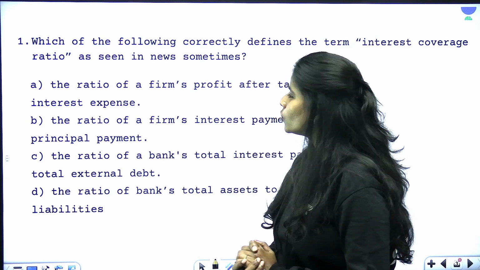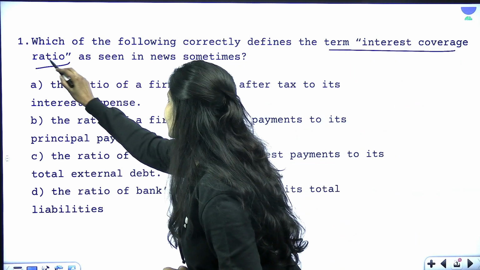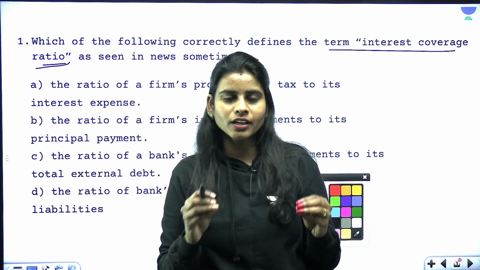Which one of the following correctly defines the term interest coverage ratio as seen in news sometimes? So this question is about the interest coverage ratio.